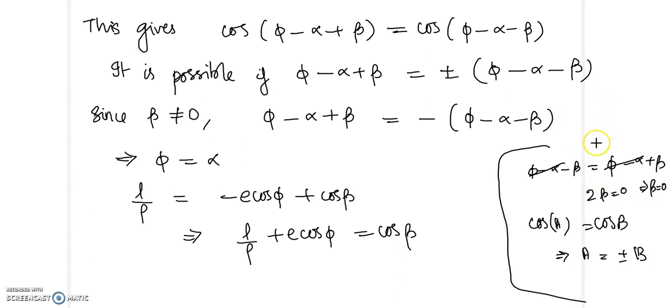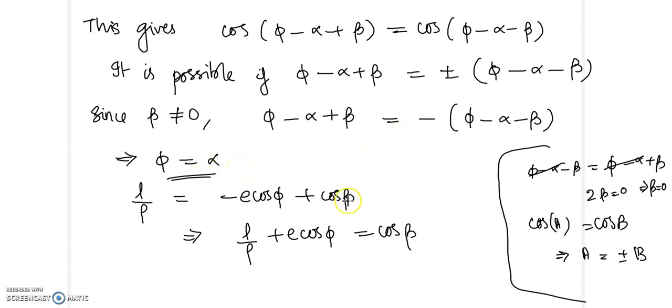But beta cannot be 0. In that case, if beta is 0, both the vectorial axes will be the same, which is not possible. So therefore beta cannot be 0. So here the sign cannot be positive, so here you must have phi minus alpha plus beta equal to minus of (phi minus alpha minus beta). Now from that condition we will get phi minus alpha plus beta equal to minus phi plus alpha plus beta. So beta will cancel out, so we are going to get 2 phi equal to 2 alpha, which will give phi equal to alpha. So from this equation we get phi equal to alpha.